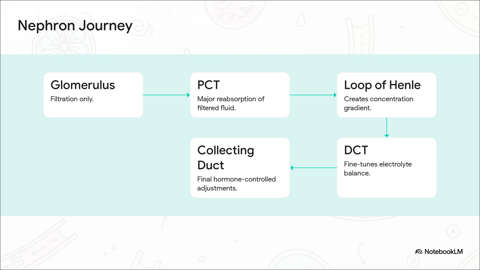Step 5, the collecting duct. It's under hormone control by aldosterone and ADH. Potassium-sparing diuretics act here, but remember, watch out for hyperkalemia. Seriously, if you can remember this basic sequence, you have completely conquered the foundations of renal pharmacology.